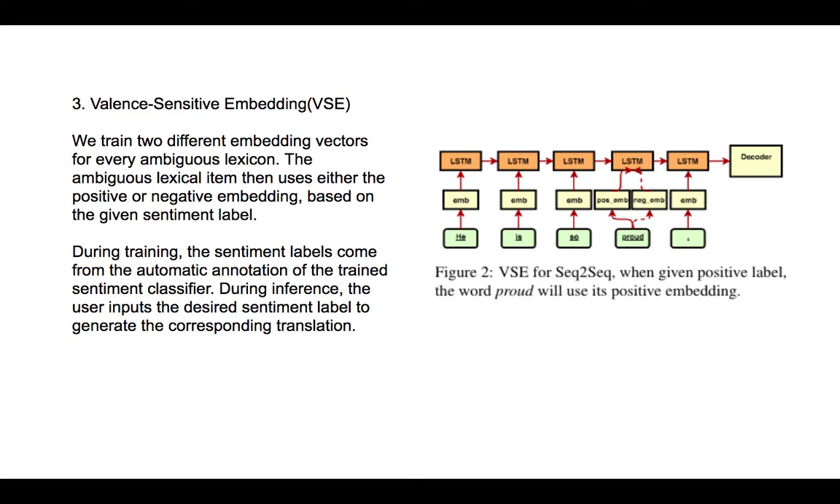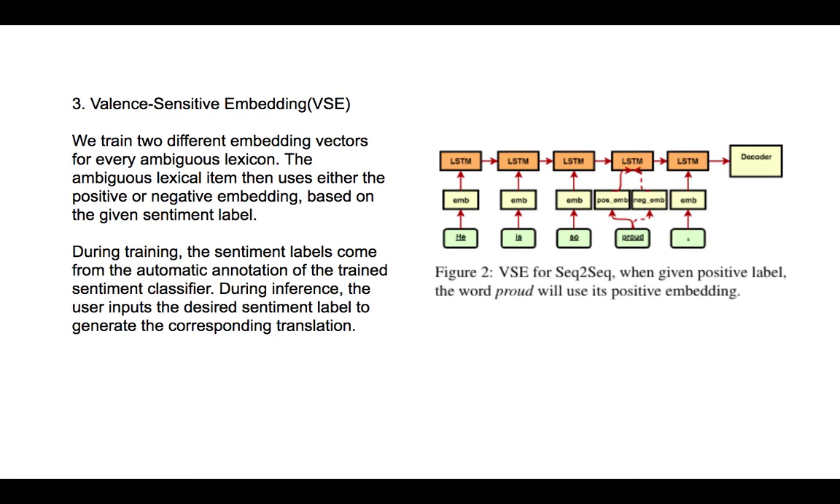The third method is called valence sensitive embedding. The idea is that we train two different sets of embedding vectors for every ambiguous word in our list, and then we use the corresponding positive or negative embedding based on the given sentiment label. For example, for the word proud here, if the sentence has a positive label, then we use the positive embedding in training. Otherwise, we use the negative embedding in training.